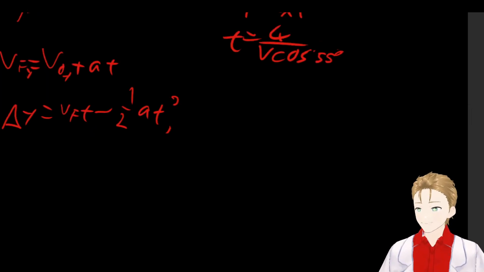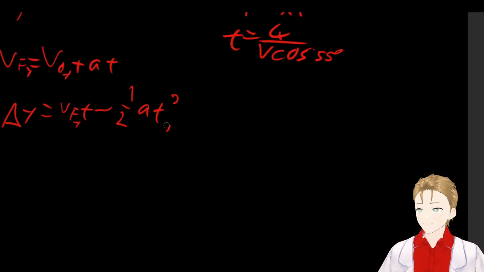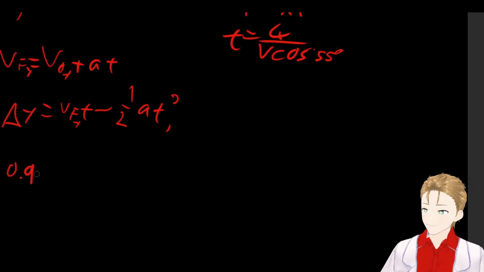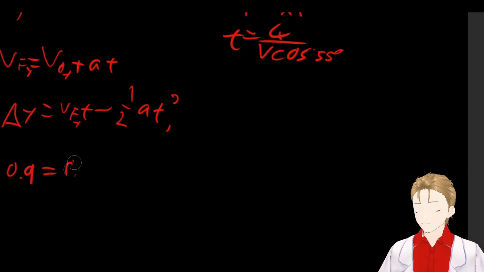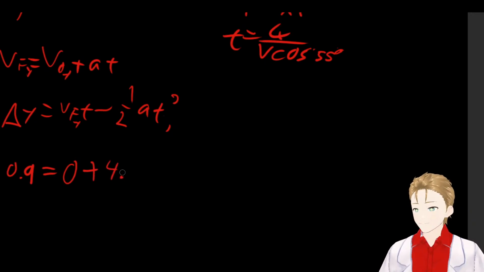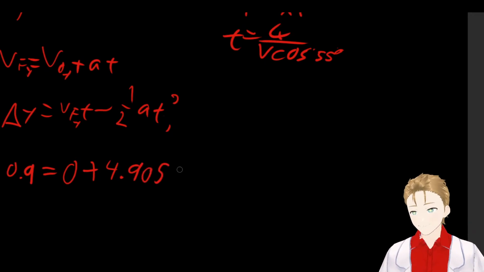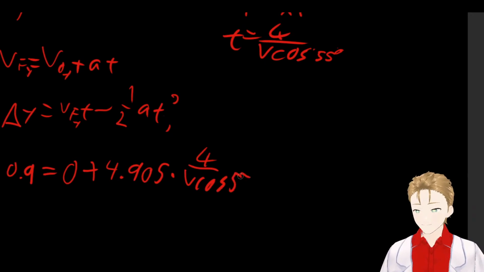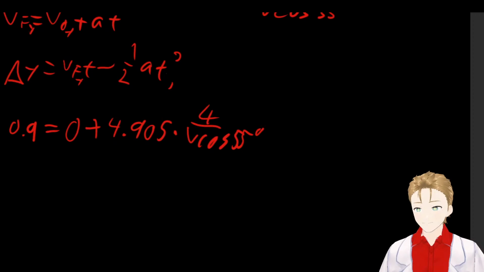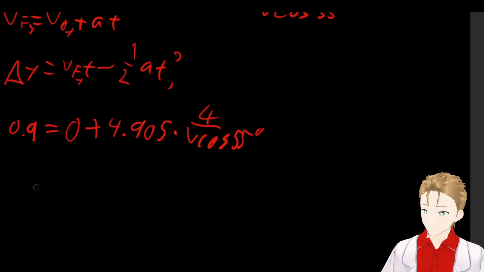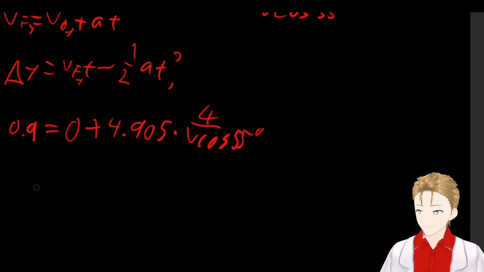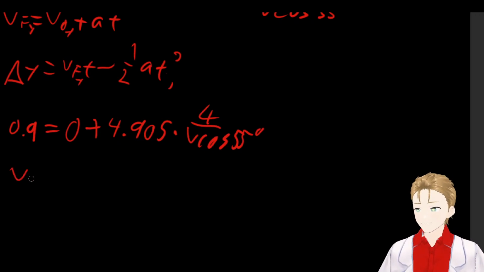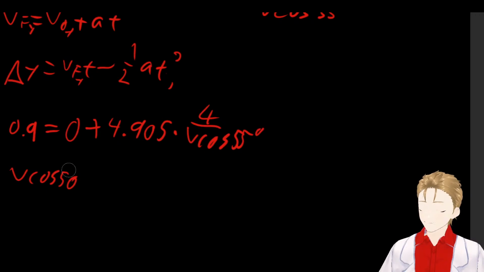And now we get, but this is y. So we got 0.9 is equal to 0, well, that's a 0 by the way, minus, well, that's gonna be plus because it's 4.905 gravity, but then times 4 over v cosine of 55 degrees, so therefore, what to do, I want to get rid of the v cosine 55 degrees one.